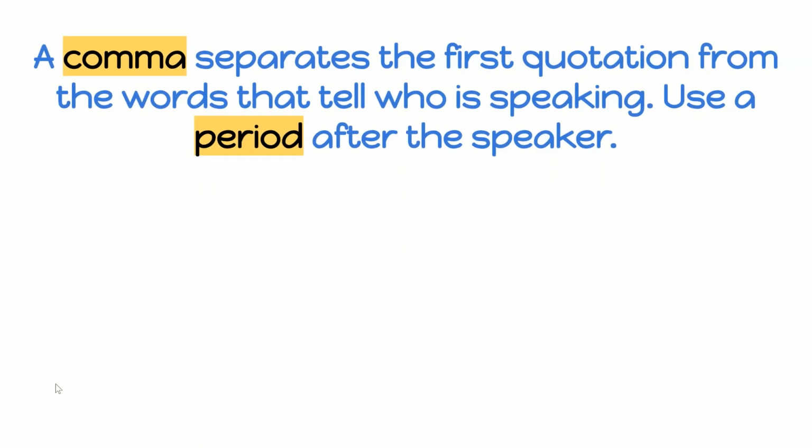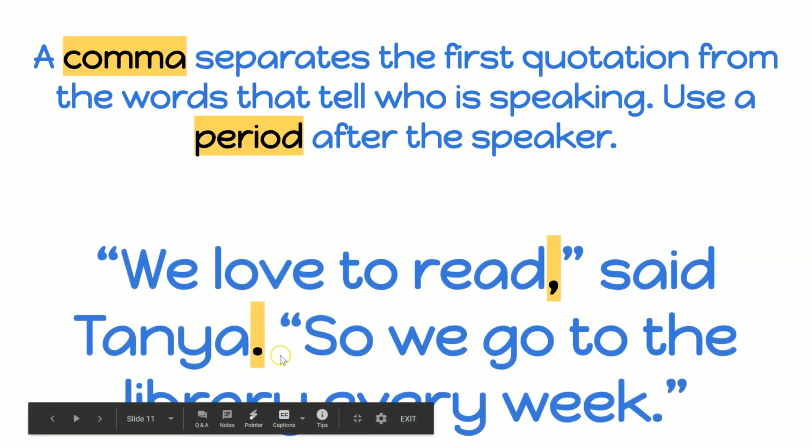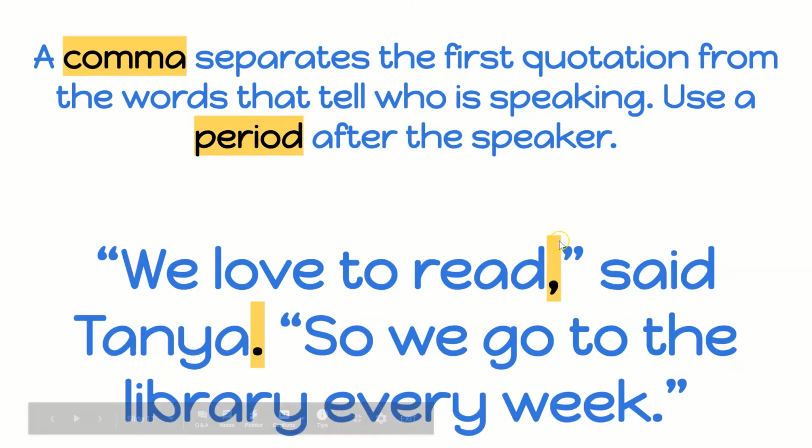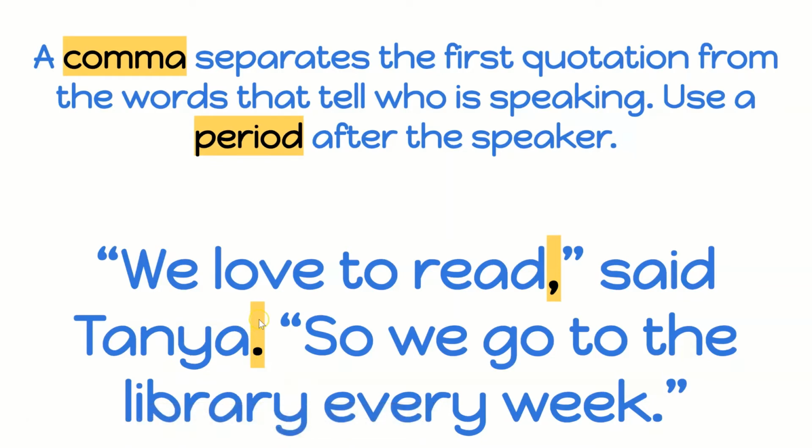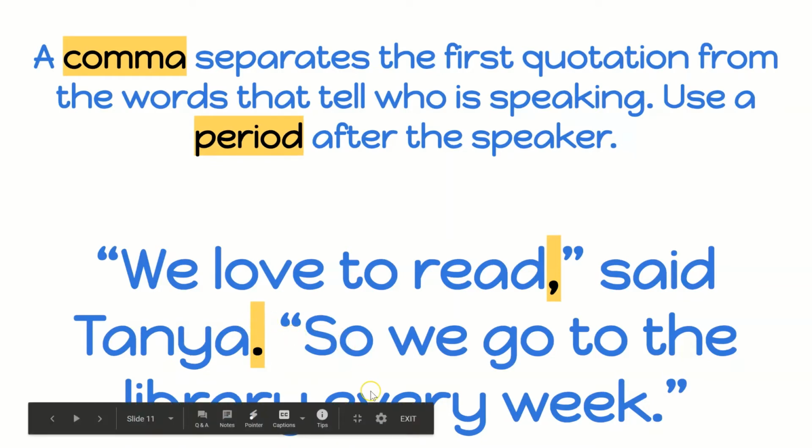Another rule is to use a comma to separate the first quotation from the words who is speaking, and use a period after the speaker. Let's take a look. "We love to read," said Tanya. We have a comma here inside of the quotation marks to separate the words describing who is speaking, which is said Tanya. And then we have a period at the end. That's after the speaker. And then you'll see that we continue on with, "so we go to the library every week."